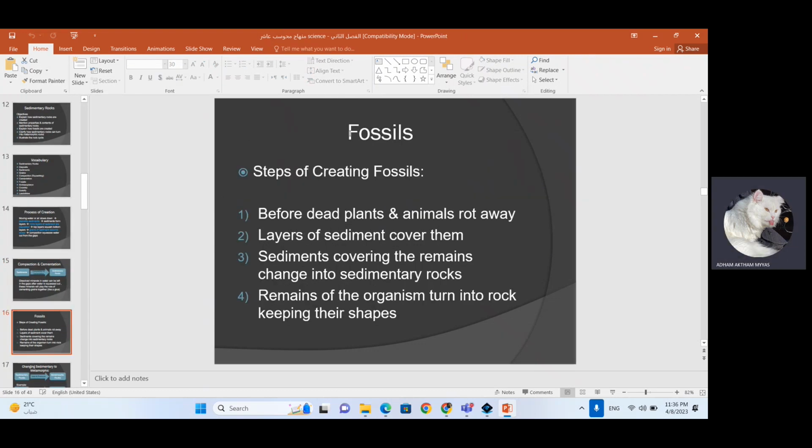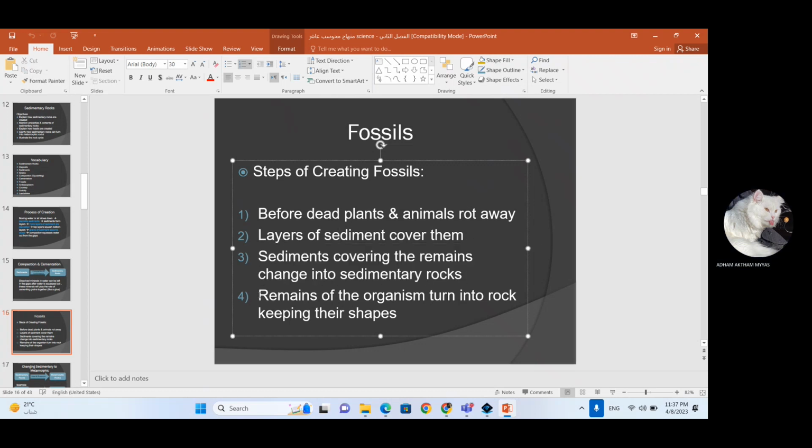Now let's talk about fossils. Steps of creating fossils: dead plants and animals rot away, and then layers of sediments cover them. The sediments covering the remains change into sedimentary rocks. After that, the remains of the organism turn into rock, keeping their shapes. All of that describes fossils, which are also imprints of dead plants, animals, or organisms.